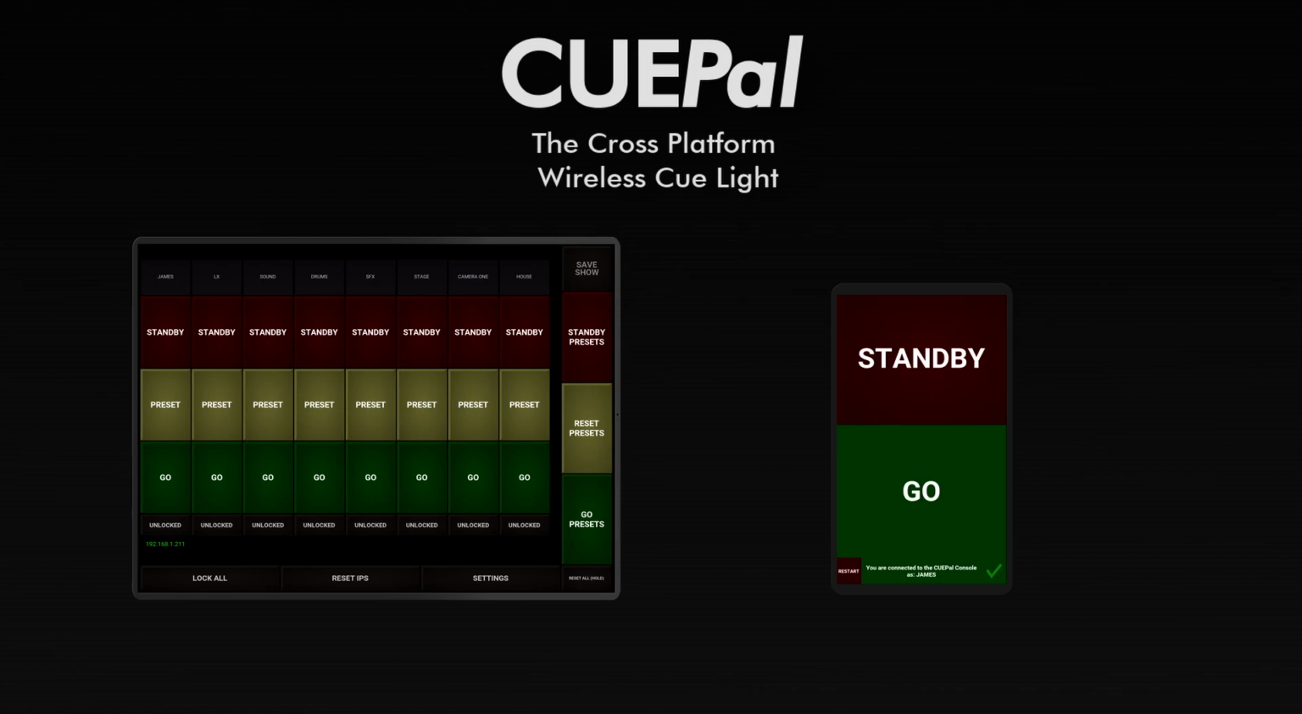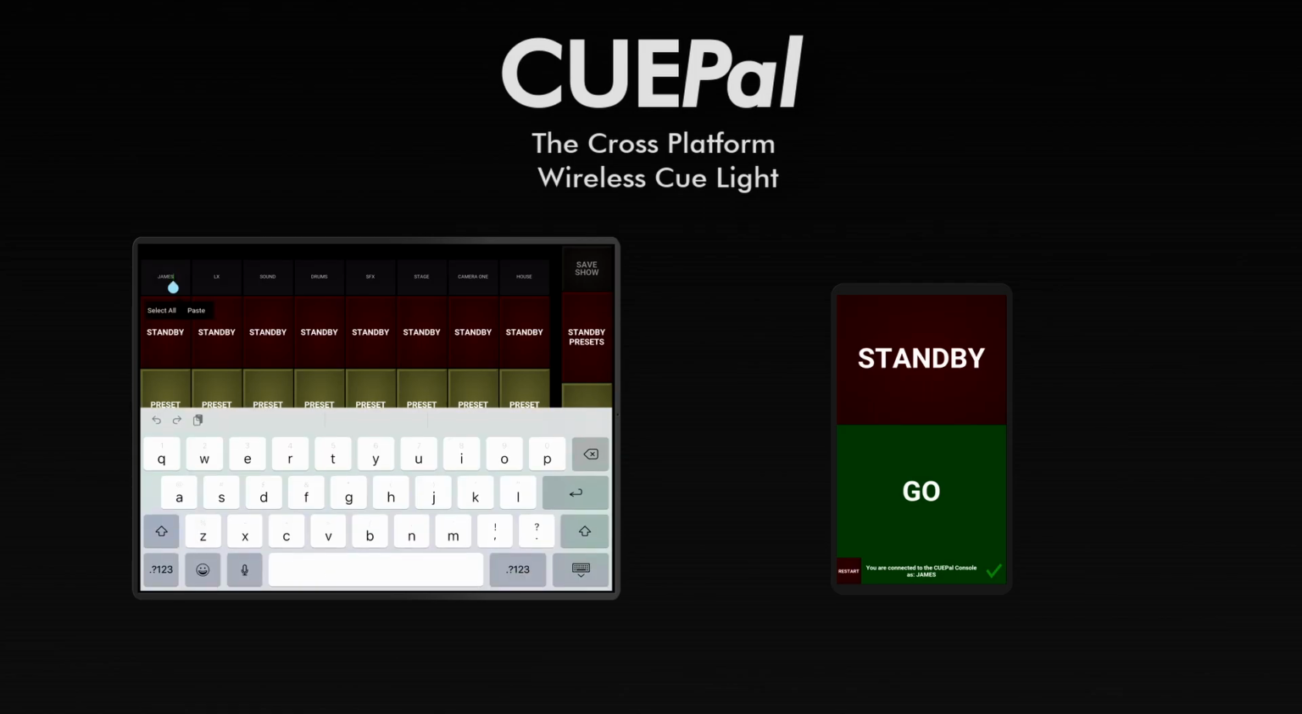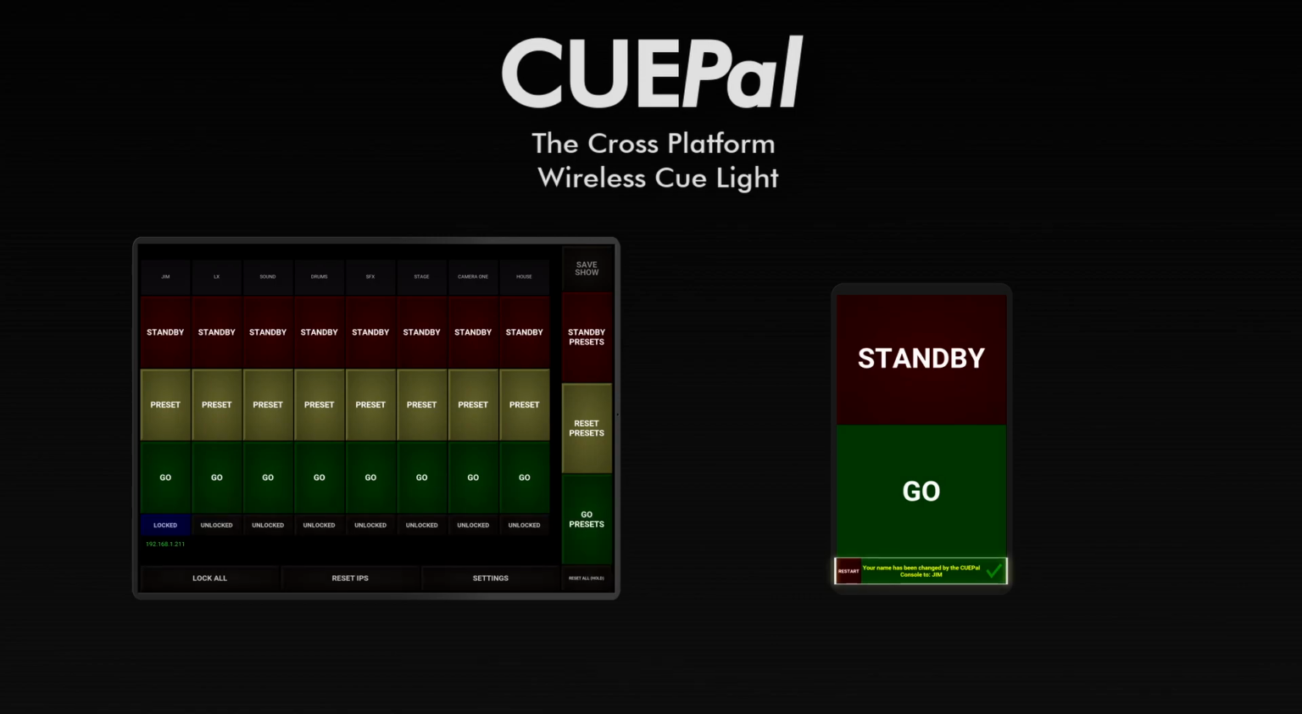Another useful feature of the CUEPal console is the lock feature. Locking a channel means only a Cue Light with the exact same name can connect to that channel. Also, it means a Cue Light cannot change its name whilst locked. Any name changes on the console will be registered at the Cue Light. Any name changes on the Cue Light will not be allowed.